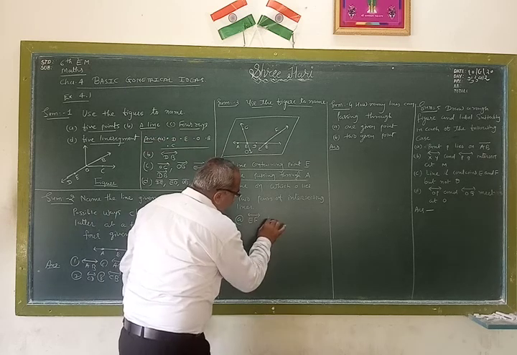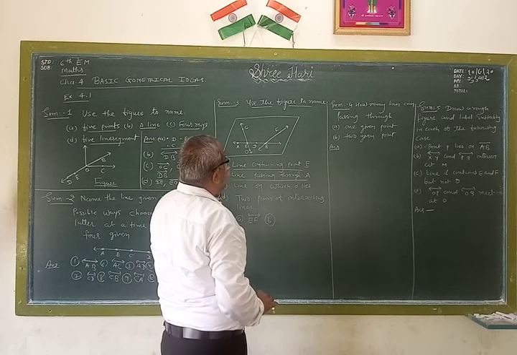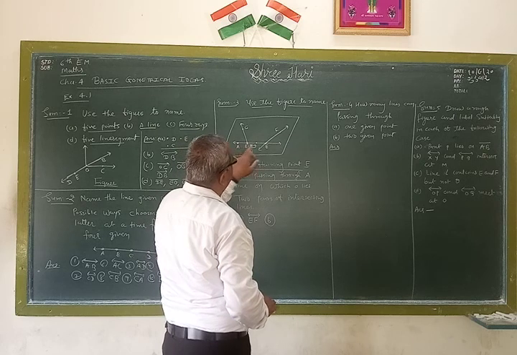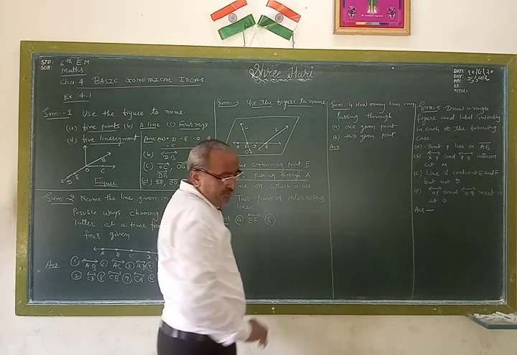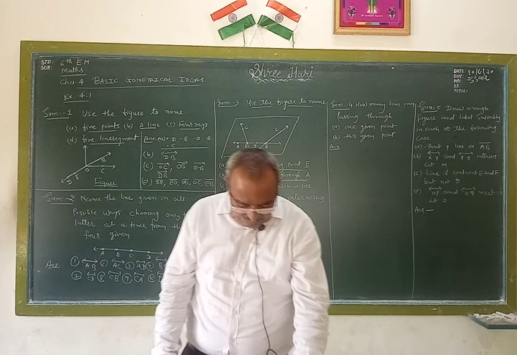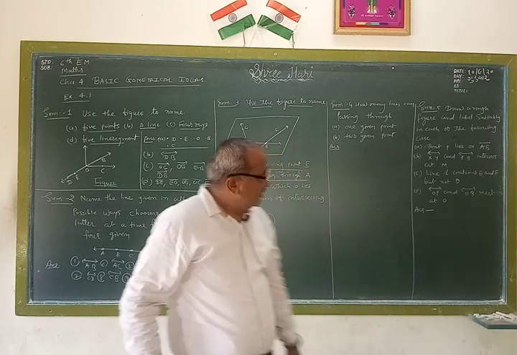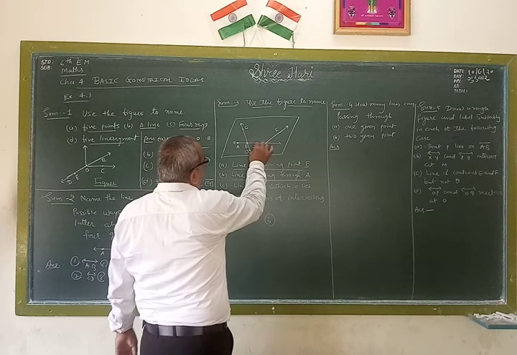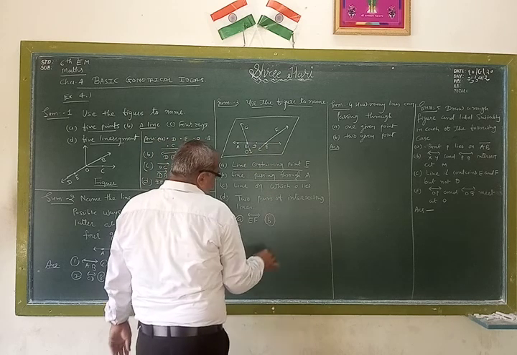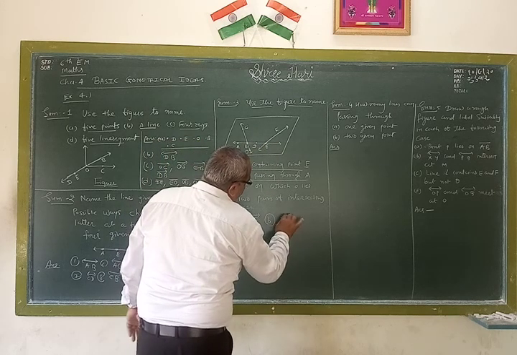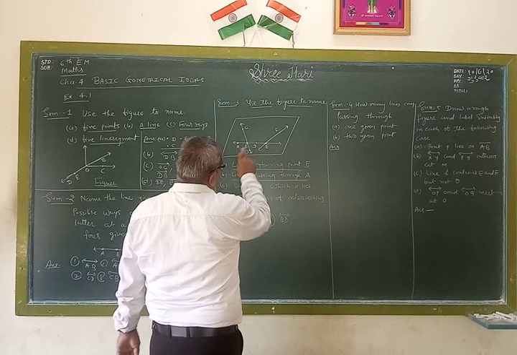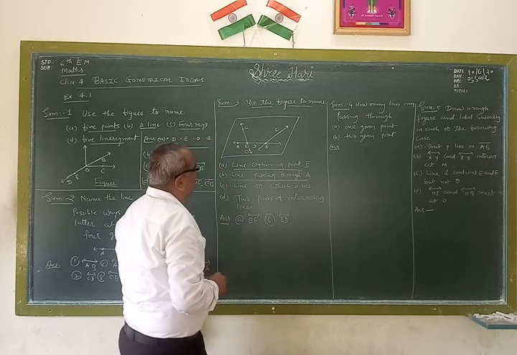But which lines are passing through point A? Line AB, line AD and line AE. All three are passing through a point. Any line you can write: line BD, line DE, line AB. All these lines we can write here.